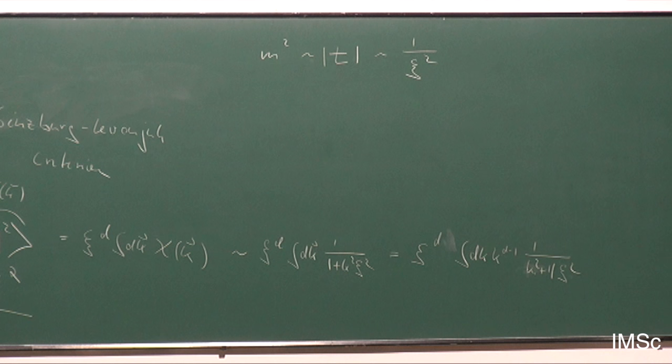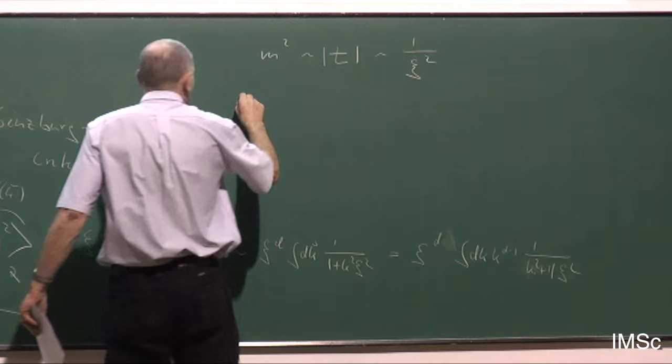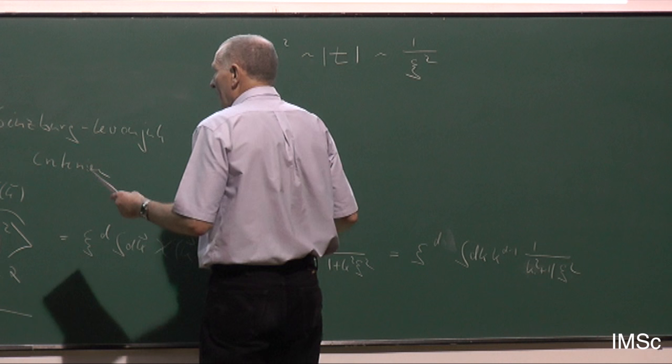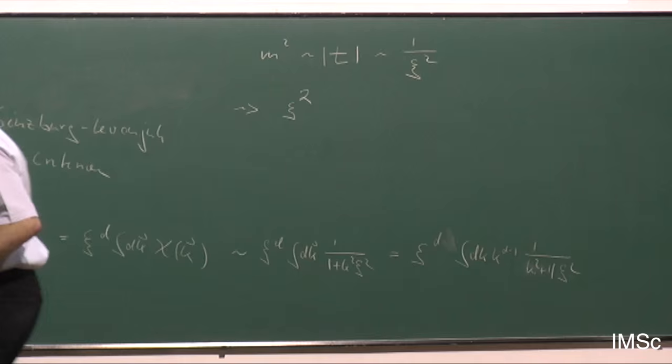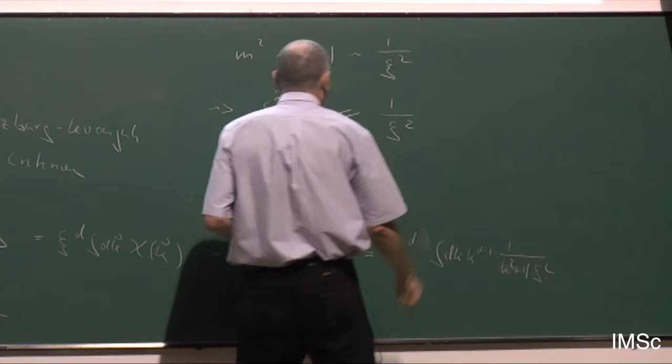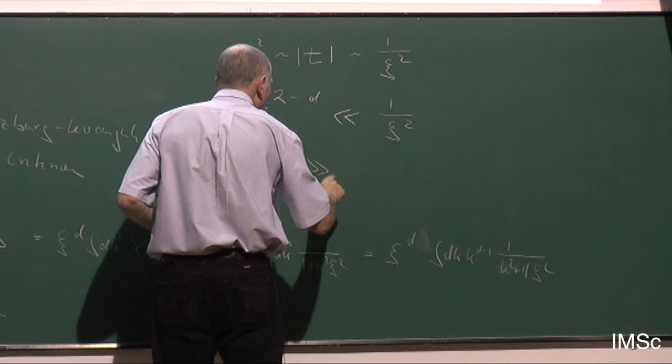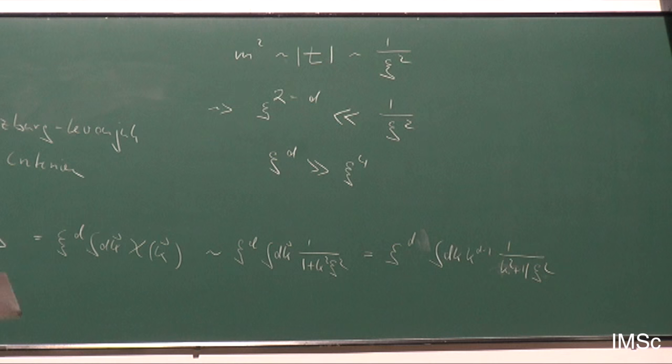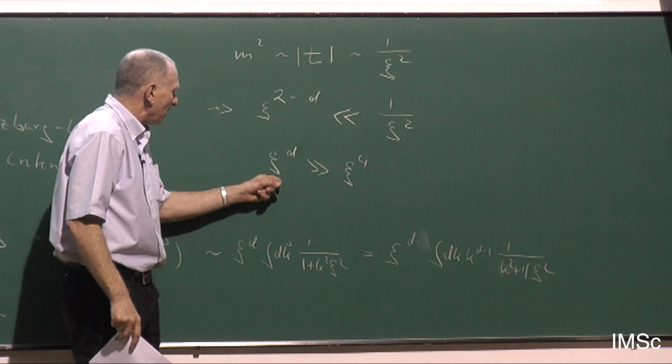And so now I conclude that my criterion becomes xi to the 2 minus d must be less than 1 over xi squared. Or xi to the d must be greater than xi to the 4th. And xi is large, so close to the transition, xi diverges. And so I see this is true provided d is greater than 4.